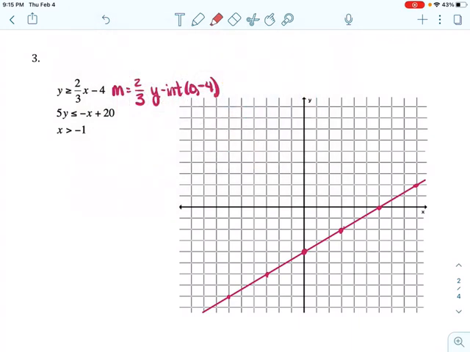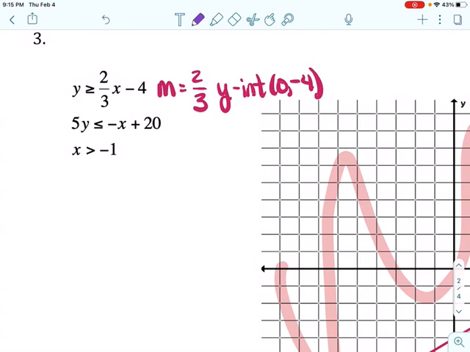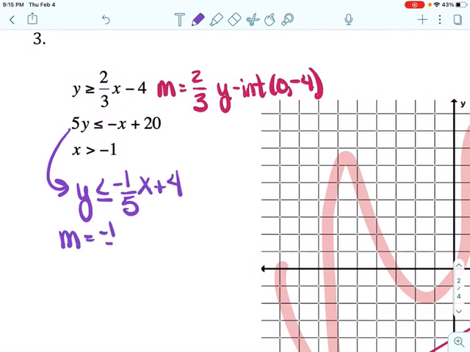So I'm going to use this one color, and I'm just going to go like this because it's got an overlapping region, and I don't need like 15 colors there. All right, let's try purple here. I'm going to take this guy. So I'm going to get y is less than or equal to -1/5 x plus 4. So m is -1/5, and our y-intercept is 0, 4.